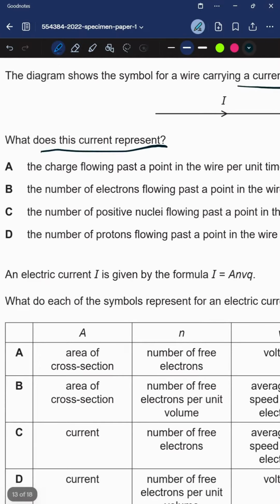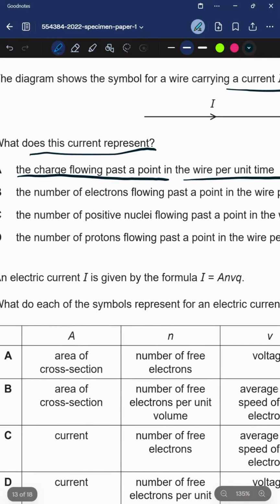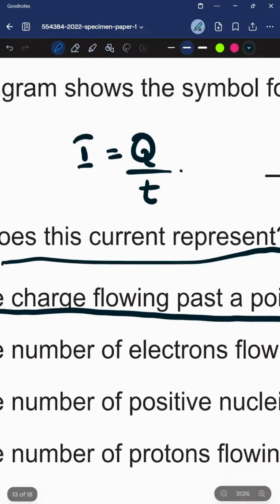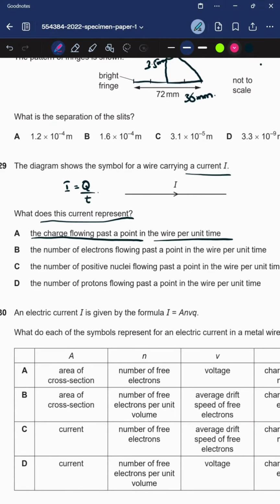Okay, so option A says the charge flowing past a point in a wire per unit time. So it is about the flow of charge per unit time, and current is equal to Q over T, right? The flow of charge per unit time. So yeah, we can go with that. That seems okay. Let's mark it and analyze the other points as well.